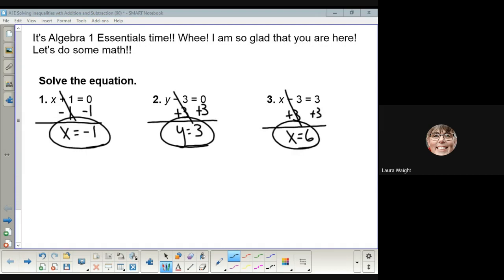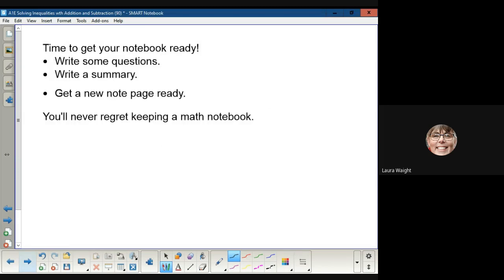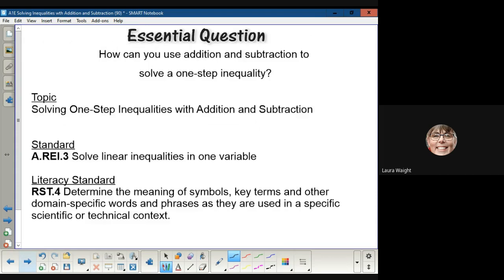What we're going to be doing today is a whole lot like that, except we're going to be doing it with inequalities. Before we do, though, take a moment to go over your notes a little bit. You can, again, pause this video, write yourself some questions, write a summary. You can get a new note page ready. I'm going to click it forward to the next slide before you pause so that you can get that new note page ready. Take about 4 minutes to work on your notebook. Go ahead and pause.